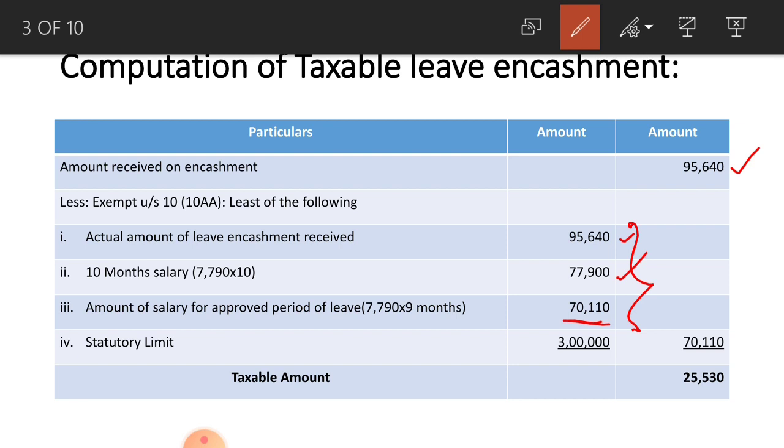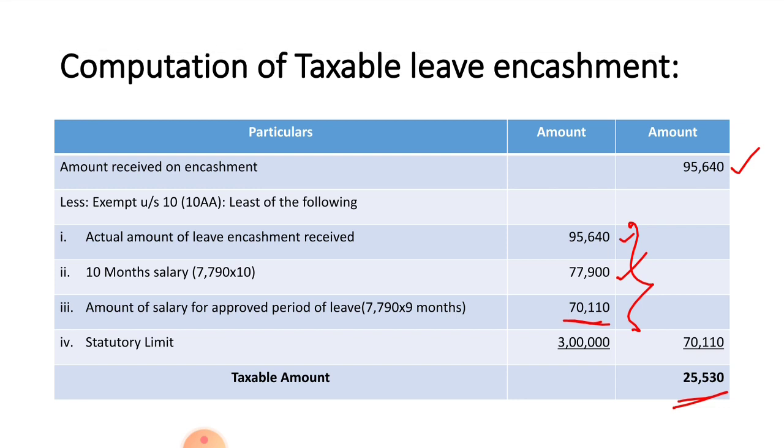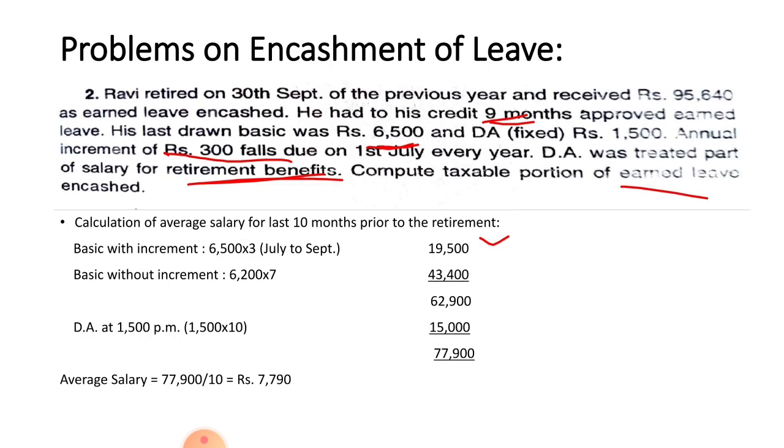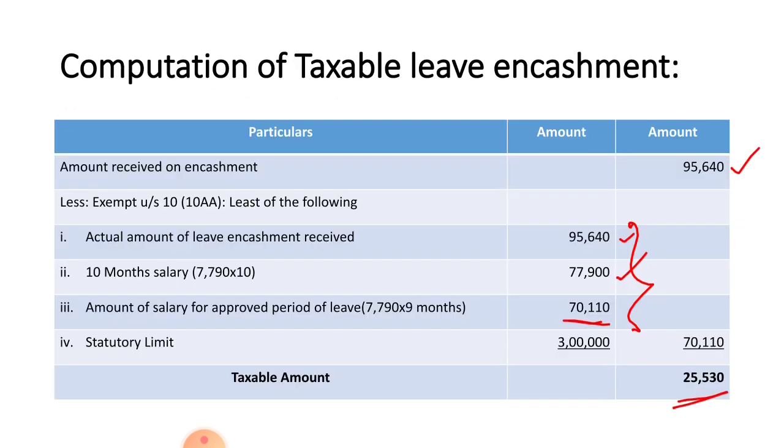When you deduct this exempted amount from actual amount received, that is 95,640, you get taxable amount of leave encashed. That taxable amount of leave encashment amounts to rupees 25,530. This is the taxable portion of earned leave encashed of Mr. Ravi, that is 25,530 rupees. Okay, this is the calculation.